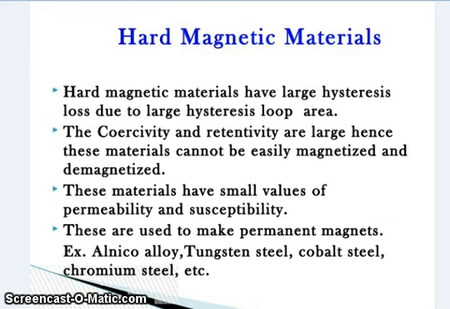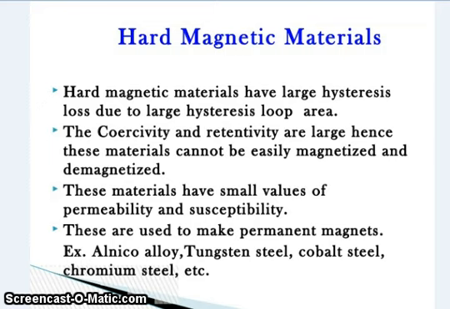Now we will continue with the types of magnetic materials, hard magnetic materials and soft magnetic materials, on the basis of hysteresis loss. Hard magnetic materials have very large hysteresis loss due to large hysteresis loop area, okay? The coercivity and retentivity values are very large due to the large hysteresis loop area, and these materials cannot be easily magnetized or demagnetized. These materials have small values of permeability and susceptibility, and they are used to make permanent magnets. Examples of hard magnetic materials are cobalt, chromium, steel, tungsten steel, alnico alloy, etc.